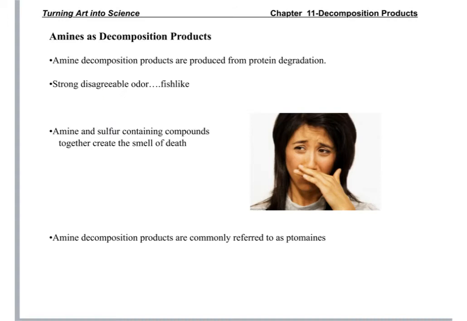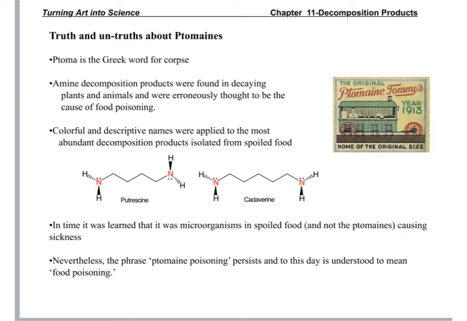An amine is definitely one of the things that is going to give you that smell of death. The amine and sulfur containing compounds together give us that. Amine decomposition products are referred to as ptomaines. They were found in decaying plants and animals and were thought to be the cause of food poisoning, but they're just the product of the decomposition of that material. In time, we learned that microorganisms that spoil food are what cause the sickness, not the decay of the plant or animal matter. But to this day, ptomaine poisoning persists to be referred to as food poisoning.